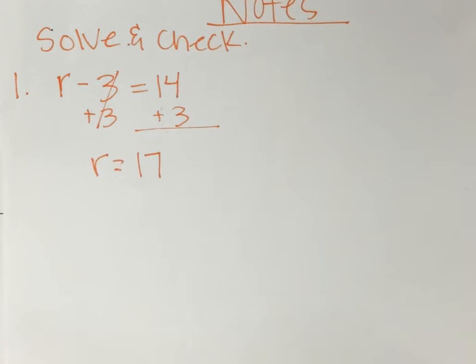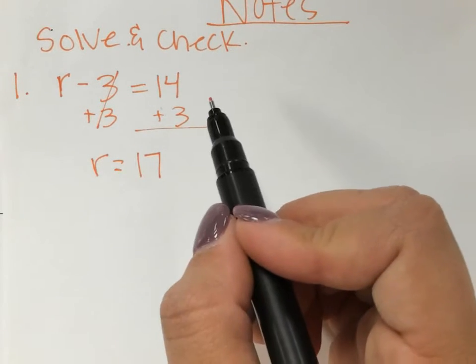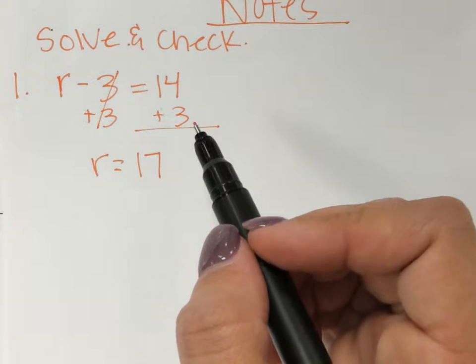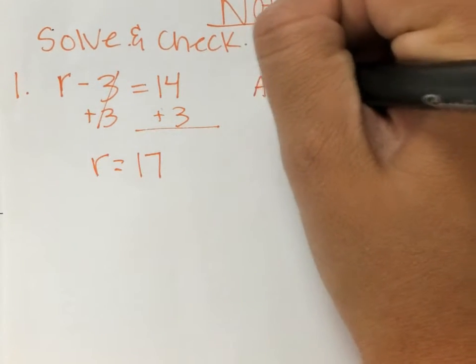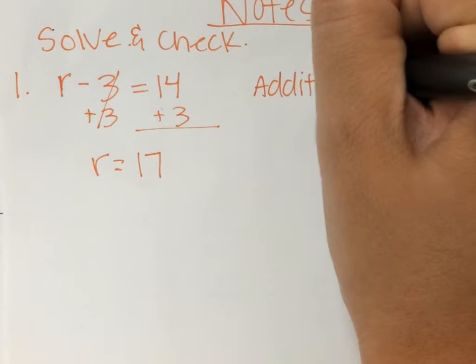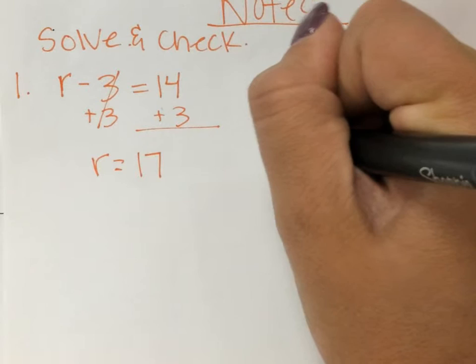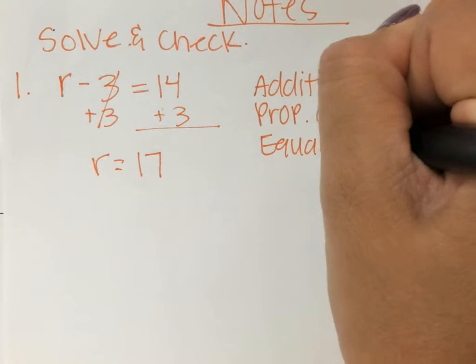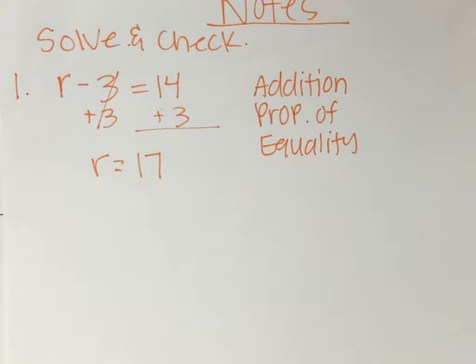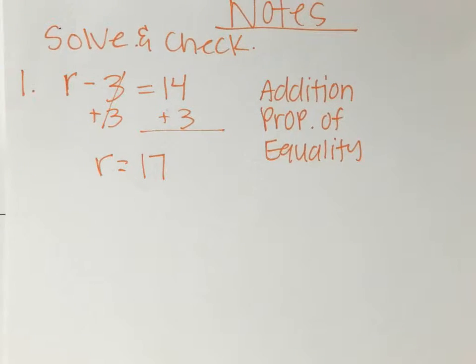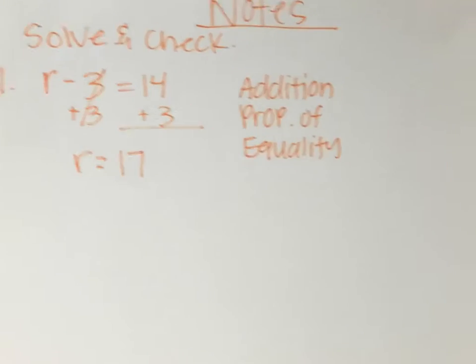Okay. Can anybody tell me what property this was we learned yesterday? Addition property. Good. The addition property of equality, because I'm adding to both sides. So I added 3 to both sides, so that's why it's the addition property of equality. Because I'm adding 3 in order to keep a balanced equation. Am I done yet? No. I have to check it.